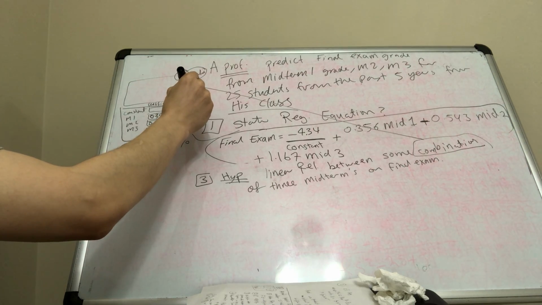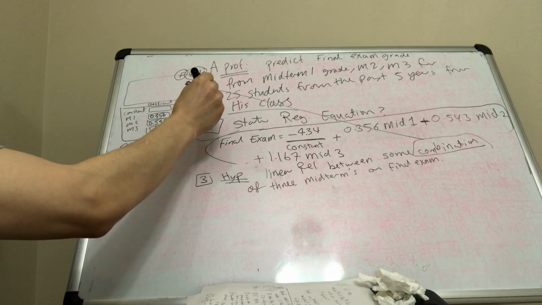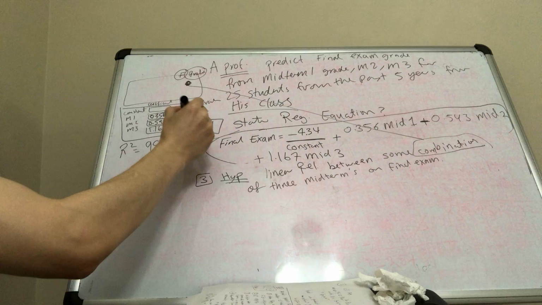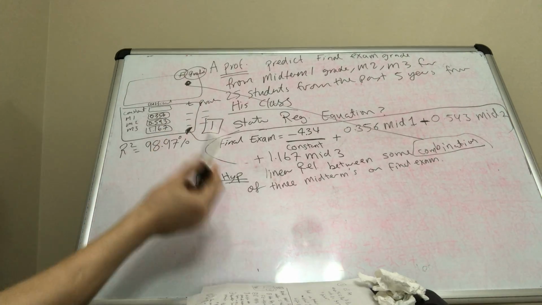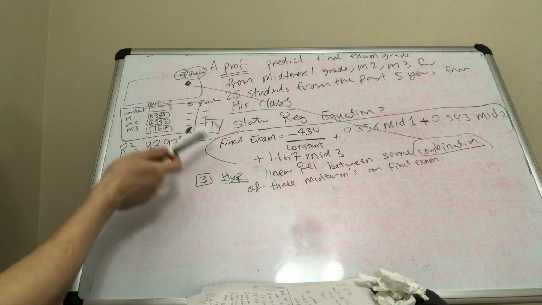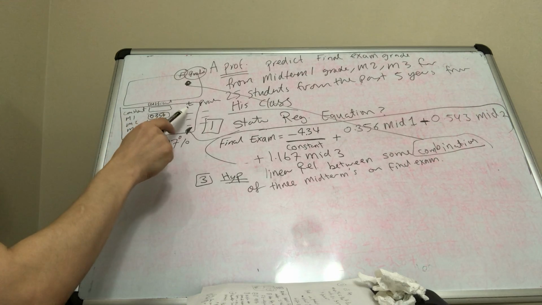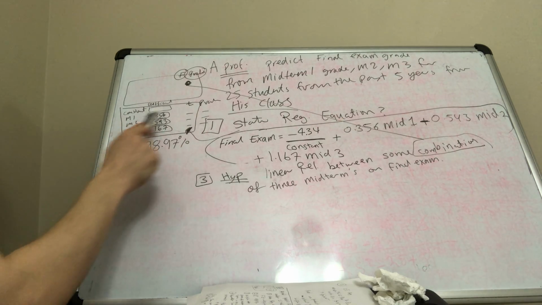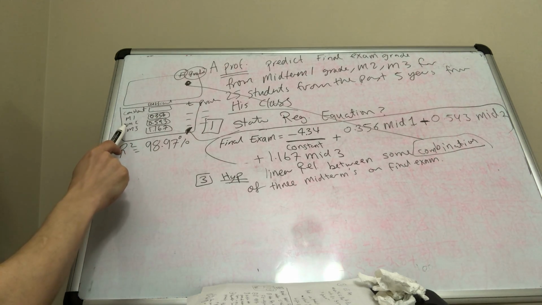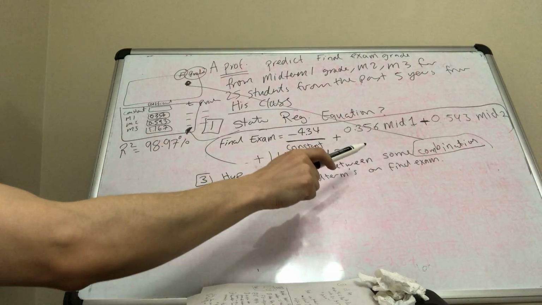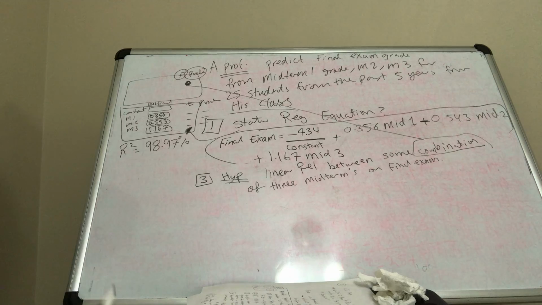And there would be a t and a p value for each one of them. So if they ask, does midterm 1 have an effect? You look at the t and the p value for mid 1. Does mid 2? You look at mid 2. Does mid 3? But when they say combination, you look here.